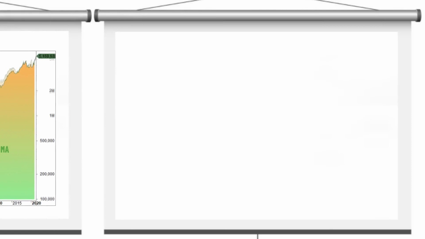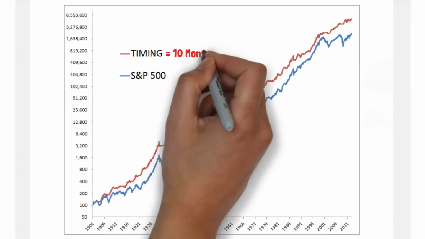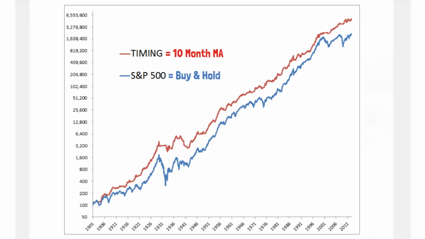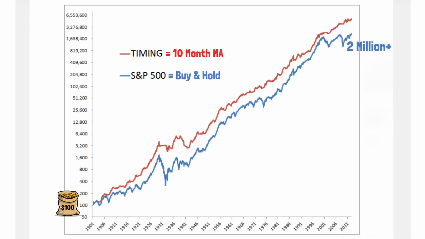The study was tracked all the way back to the 1900s, with comparison made between the 10-month moving average rule and a buy and hold approach. $100 invested in the year 1900 would have compounded to a return of just over 2 million, whereas $100 invested with a 10-month timing approach would have turned into just over 5 million.